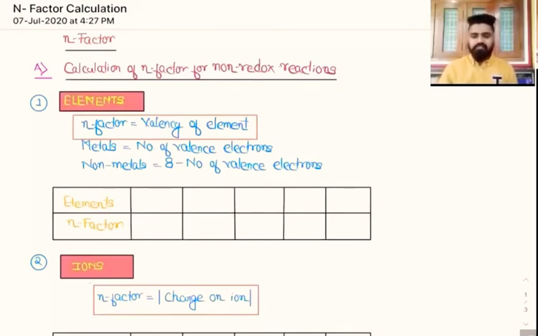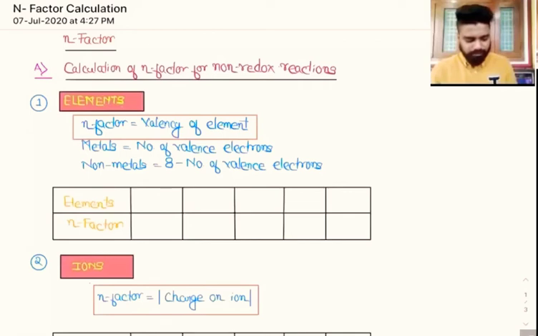So if we have metals, then in case of metals the n factor is equal to the number of valence electrons, and in case of non-metals the n factor will be equal to 8 minus the number of valence electrons. So let us take some examples.